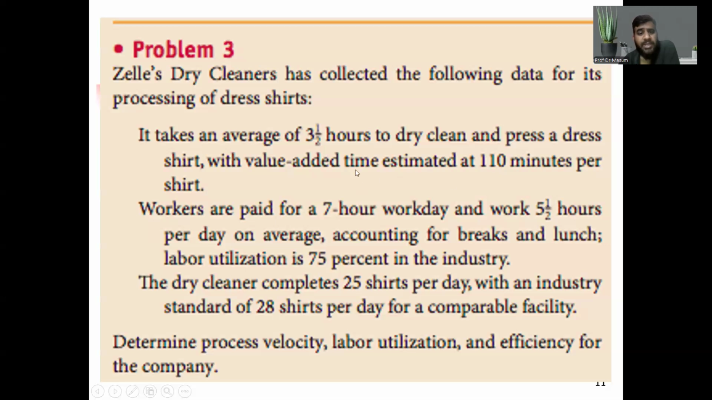3.5 hours converted into minutes, because value added time is given in minutes. So what minutes? 180 plus 30, 210 minutes, is it? So 210 minutes is your throughput time. Throughput time 210 minutes divided by 110 minutes equals what? Is your process velocity. Throughput time divided by value added time. What's your process velocity?